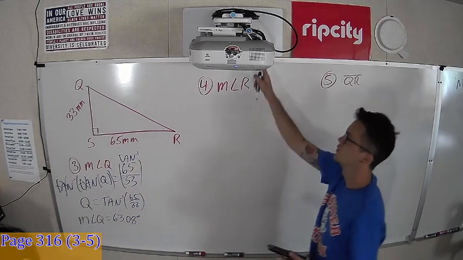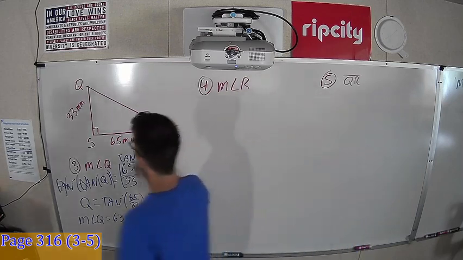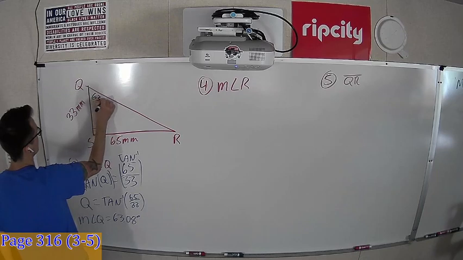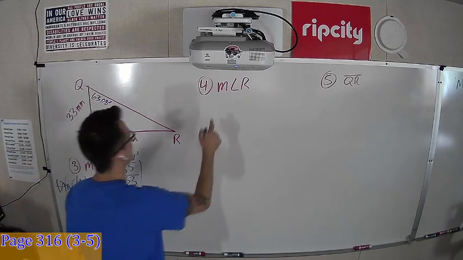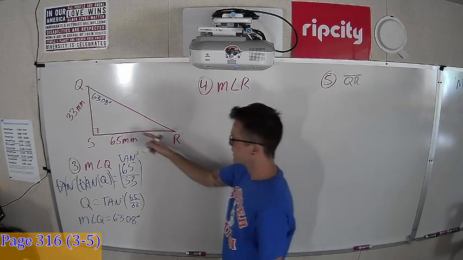Number 4, we need to find the measure of angle R. We need to find it 2 different ways. Let's do the easy way first. We know that this is 63.08 degrees from here. So these 3 angles add up to 180 degrees. Take away 90 of that.